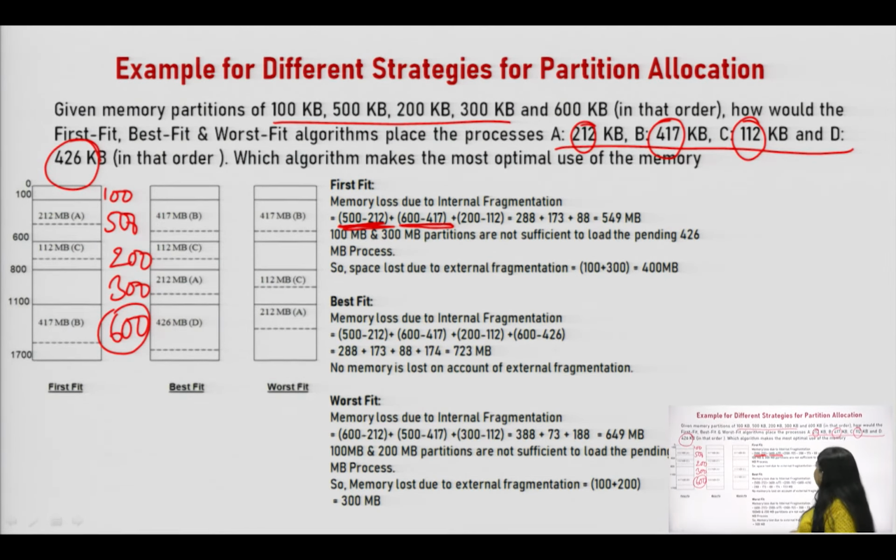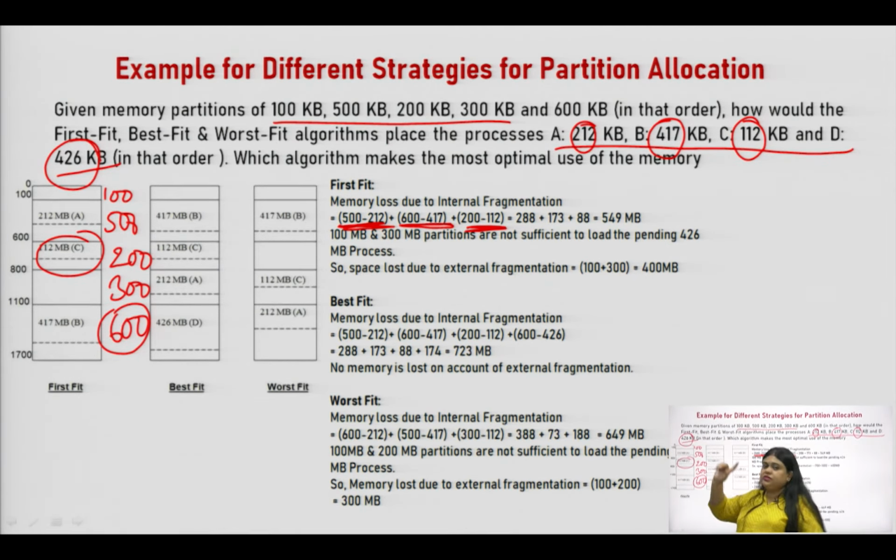Coming up with the next one, 112. 112 cannot be satisfied by the 100 KB block, and because we are going by first fit, the first block that is available is of 200 KB, and this 112 process goes into the 200 KB block. Next we have process D with a requirement of 426 KB. Now, do we have memory left for 426 KB? Over here we are not left with any memory block which can satisfy this requirement.